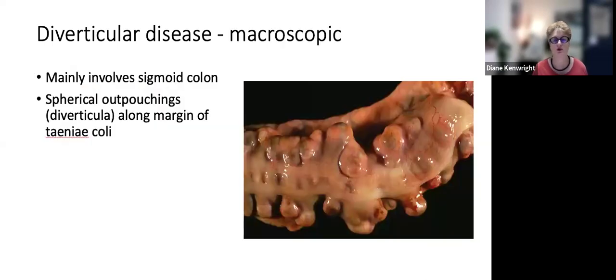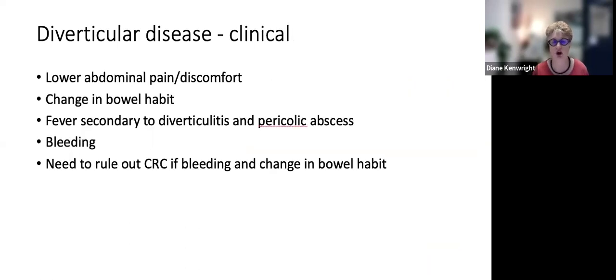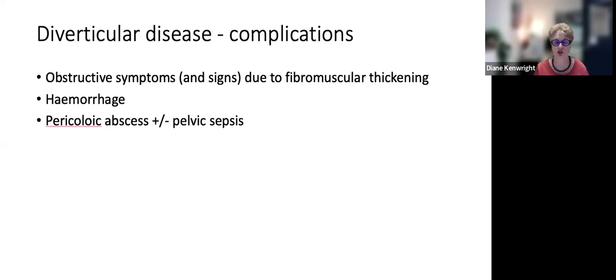So here we go. This is what the diverticular disease looks like macroscopically. You've got these little blobby outpouchings, often along the tenii, because this is where the blood vessels go in and out. It presents with a classic lower abdominal pain, fever, if it's progressed to diverticulitis, and bleeding, because the blood vessels going into these little pouches can become eroded. And of course, if there's colorectal carcinoma and a change in bowel habit, we need to rule out carcinoma. It can cause fibromuscular thickening, which can cause obstruction, and of course, hemorrhage and infection, as I have just mentioned.